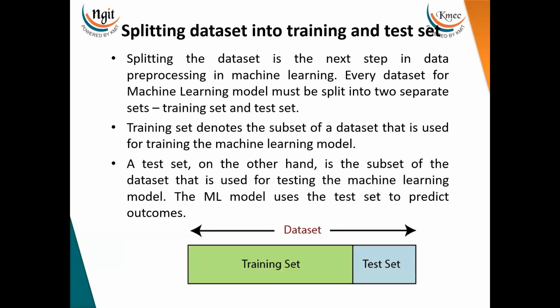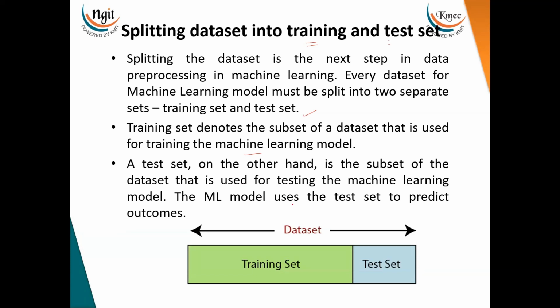And the next one is very important: splitting the data set into training and test data. This is the next step in pre-processing. Every data set we use for an ML model must be split into two separate sets: a training set and a test set. The training set denotes the subset of the data set that is used for training the machine learning model, and the test set, on the other hand, is also a subset of the data set that is used for testing the ML model.